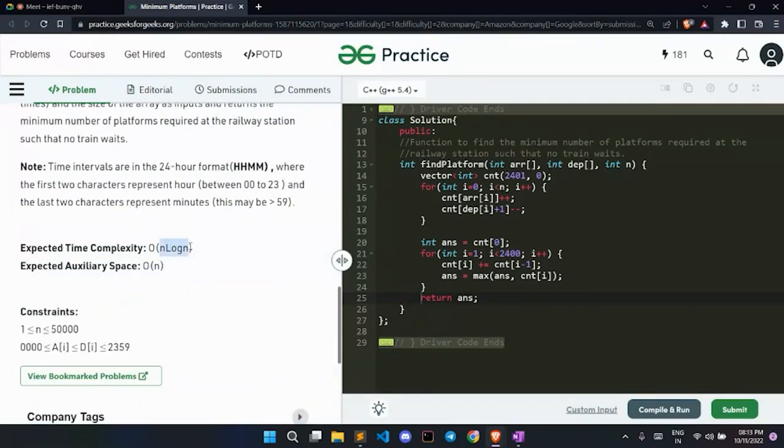Now see here also the time complexity which is given is n log n. So n is 50,000, but what we are doing is O(n), because we have removed the log n factor, and for auxiliary space, instead of O(n) we have used O(2400). Okay.